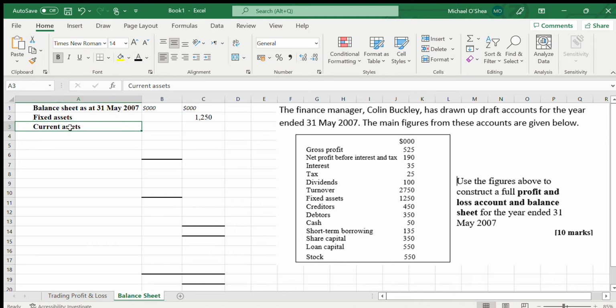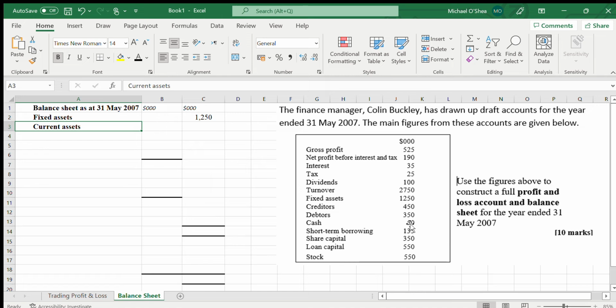After that, current assets. So long-term assets, then short-term assets. These are things that I own within 1 year, so the value of them will probably change within 1 year. Debtors, I own that. It's money that's owed to me, money that will be sent to me by my customers who haven't paid me yet.